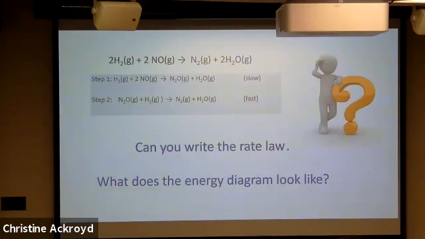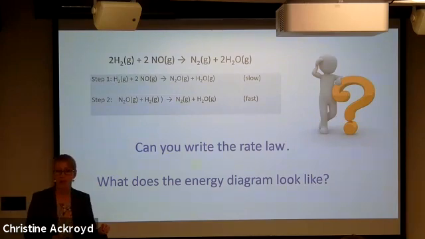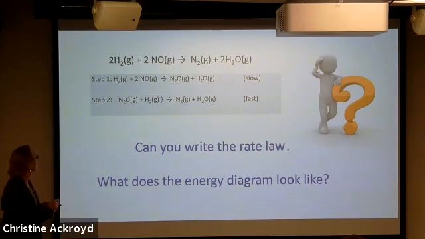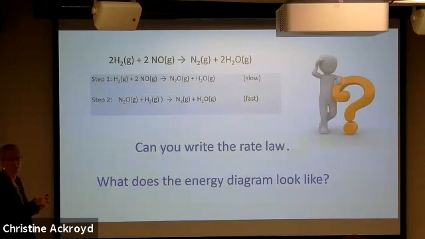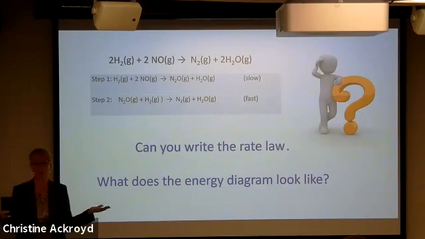Okay, so here we're back to the same reaction. What's the rate law? So first, what's the rate determining step? The rate determining step is the slow one, so it's the first one. Okay, so the order of the reaction is equal to the stoichiometry of the rate determining step. So what's the order with respect to hydrogen? 1. What's the order with respect to nitrogen monoxide? 2. Now we know the order of the reaction.